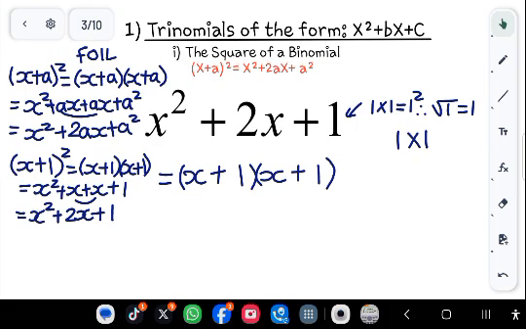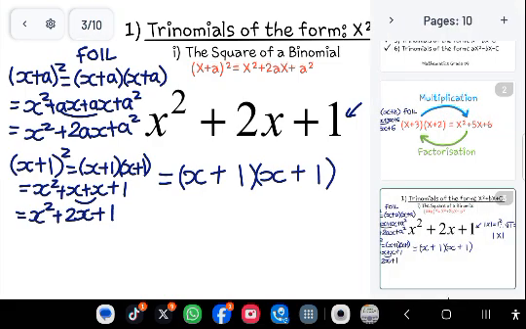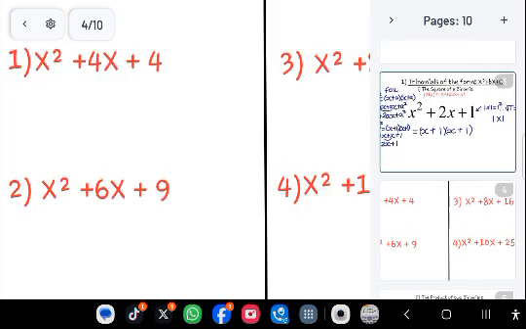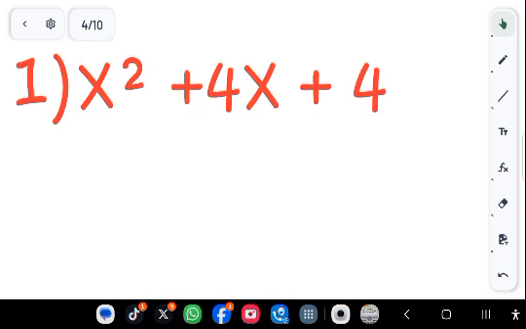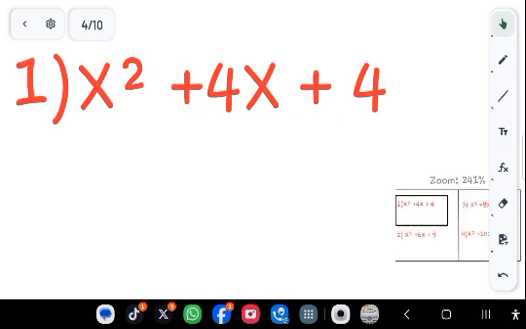Let's look at another example. More of this type of examples. Here are more products that come from squares of binomials.